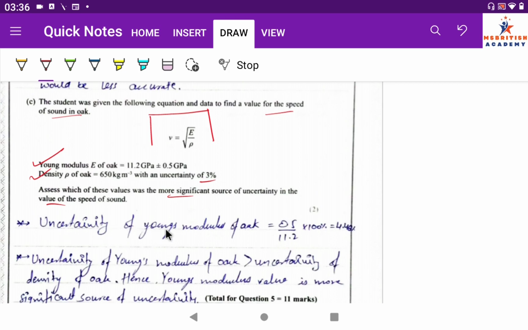The uncertainty of the Young modulus of oak is 4.42%, and the uncertainty of density is 3%. So the uncertainty of the Young modulus of oak is greater than the uncertainty of the density of oak. Hence, the Young modulus is the more significant source of uncertainty.